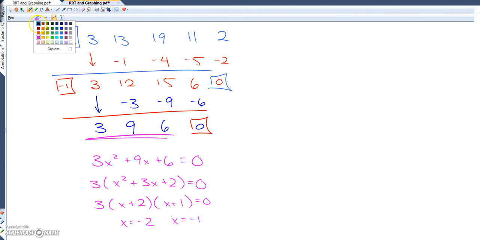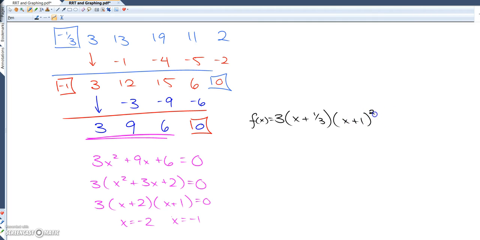Suppose I wanted to see what the factored form would look like. If I wanted to talk about factored form, I would just be taking each one of these and putting them back into parentheses. I could have said at the very beginning of this thing, f of x equals 3 times x plus 1/3, x plus 1 squared, and then x plus 2.